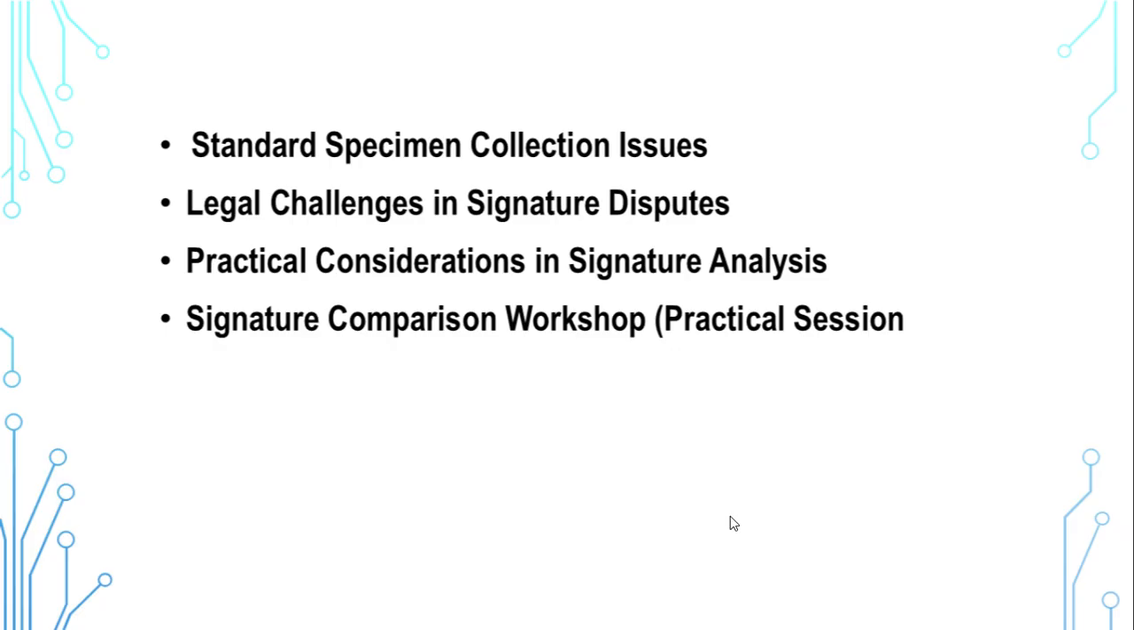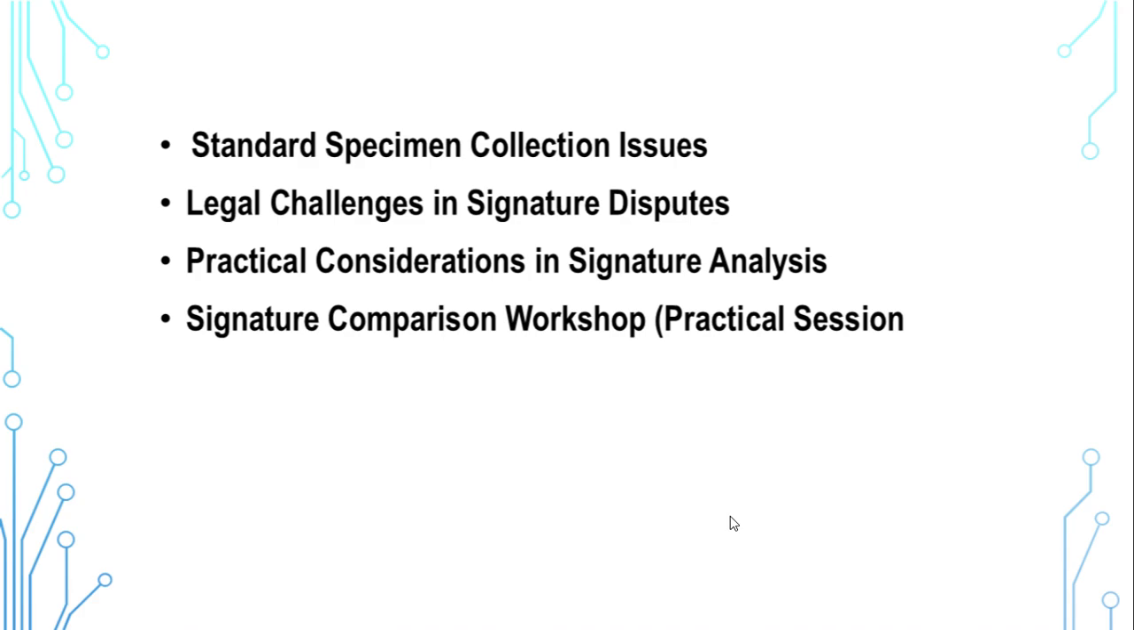You may refer to the former module, but let me try to repeat myself. There are two types. The first one is requested. Requested samples are those samples that you collect from the alleged writer or the suspect. So in that case, there is a method of collecting it. Please refer to the former module.